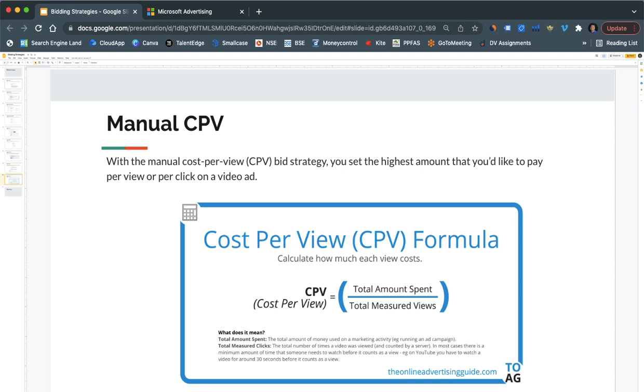And then there is another bidding strategy, which is manual CPV, which is cost per view. This bidding strategy is used when we are running video ads and we decide a cost which we are willing to pay for every view we get on our video ads. Only when we receive views on our video ads, we are supposed to pay a cost for that. This type of bidding strategy is useful when our business objective is to generate sales, leads, or website traffic.